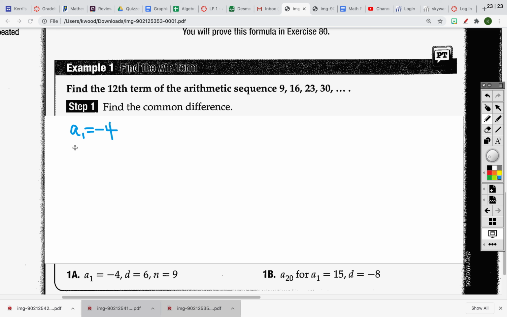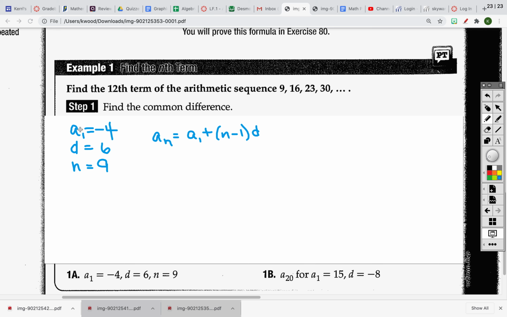The common difference is 6. And we're trying to find the 9th term in this sequence. So first step is to write down the formula. a sub n is equal to a sub 1 plus n minus 1 times the d.